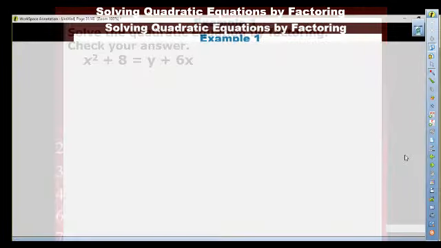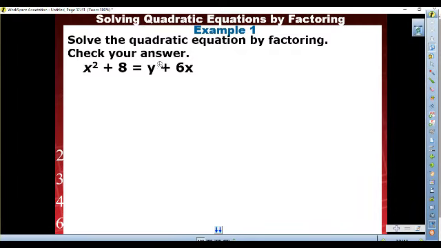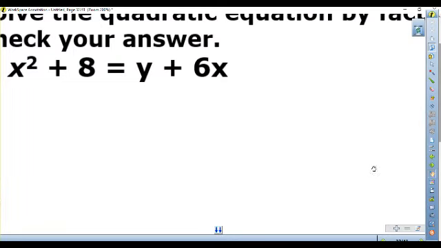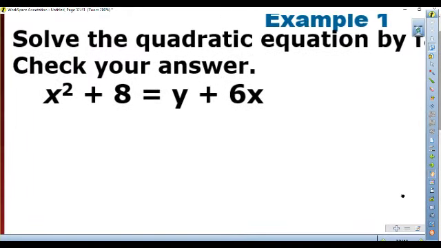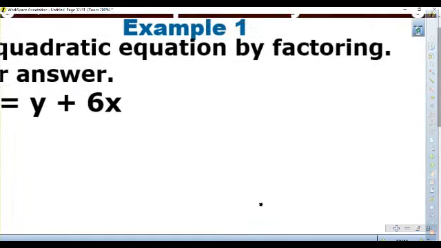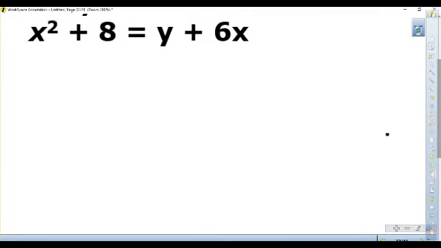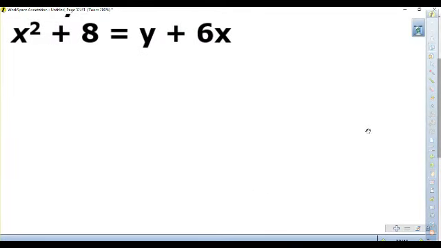To get started, let me zoom in just a tad bit. The instructions are solve the quadratic equation by factoring and check your answer. So I'm going to start with step 1. I'm going to be writing my steps here, but you're going to help me with that. I'm going to do the step, and as I'm doing the step, I'm going to ask you some questions so you can start gathering your thoughts for step 1. Here we go.